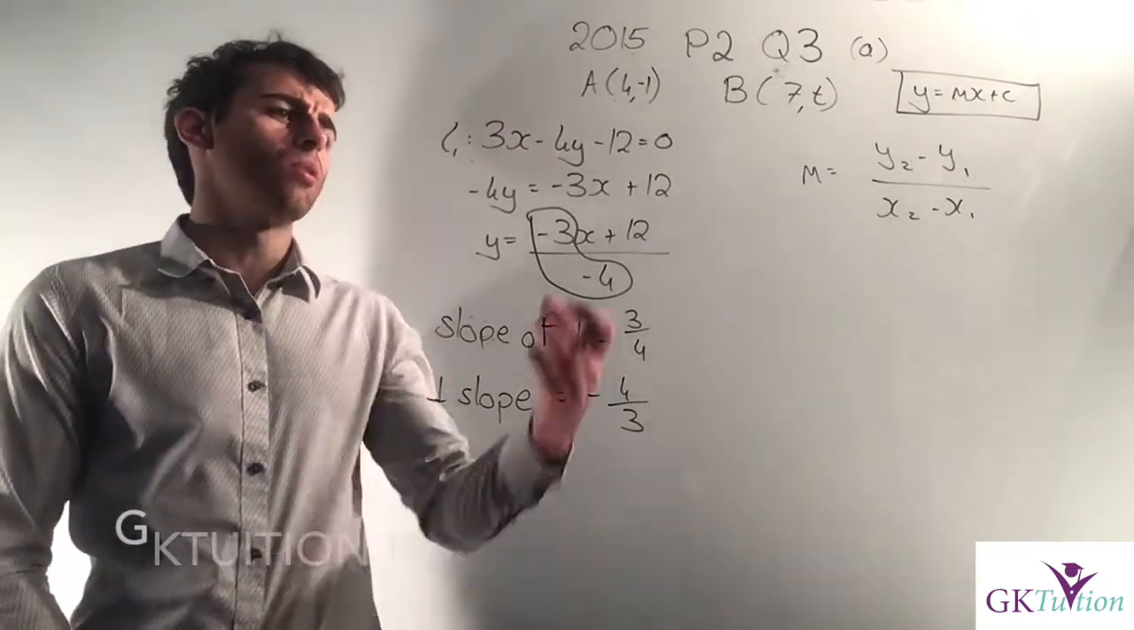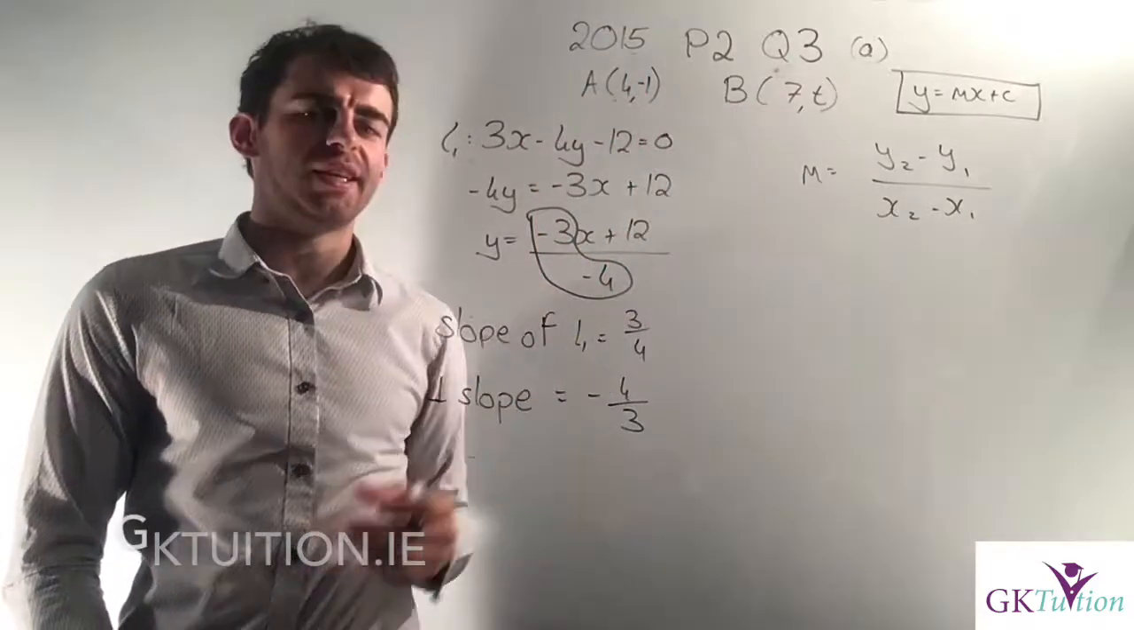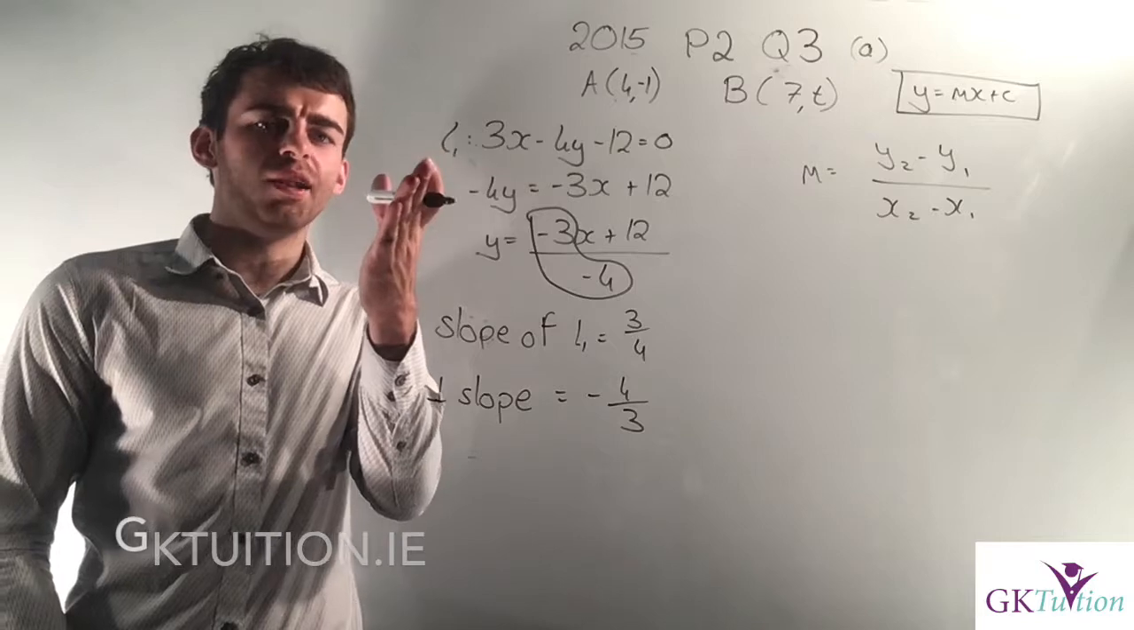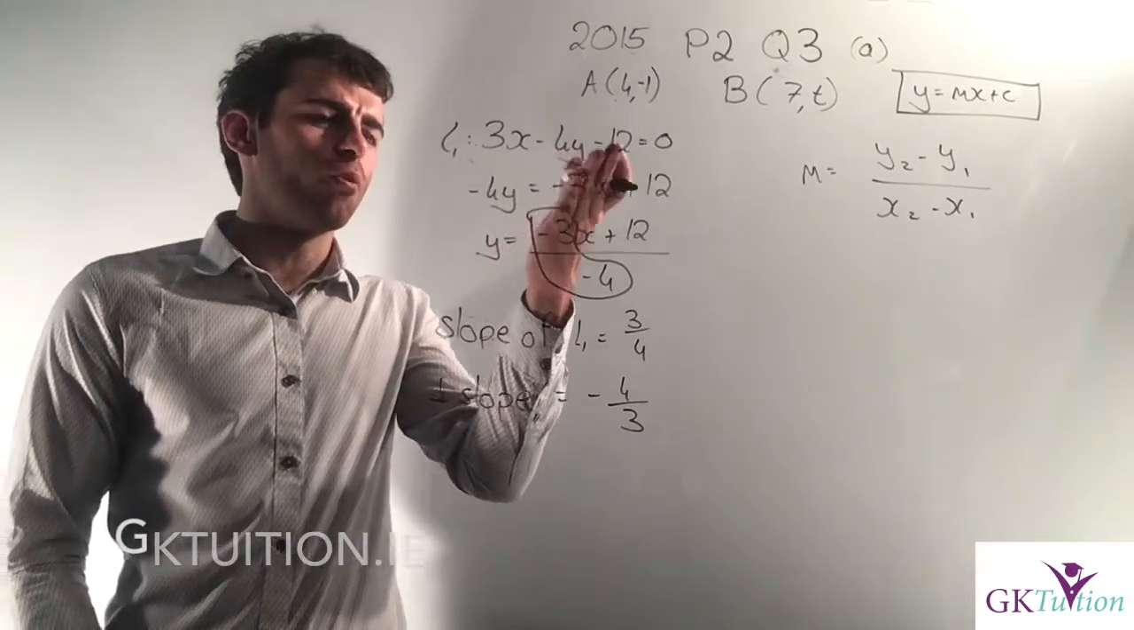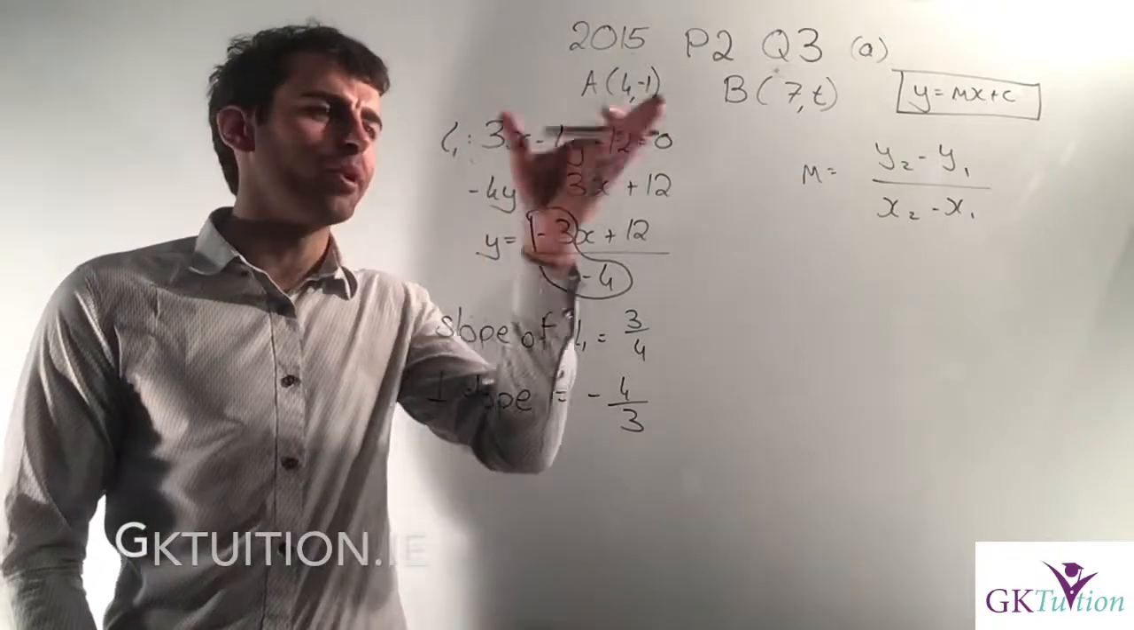In this question we're told that A is the coordinate (4, -1), B is the coordinate (7, t). We're given the line L1, which is 3x - 4y - 12 = 0. We're told that L1 is perpendicular to AB.